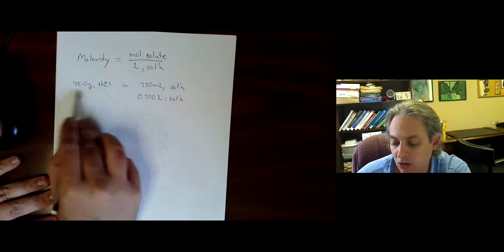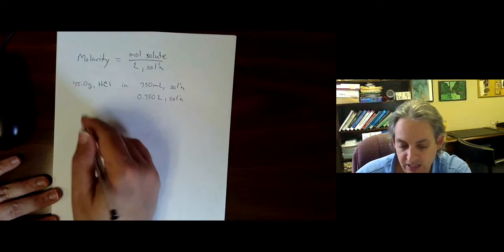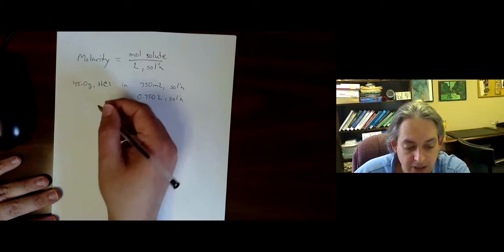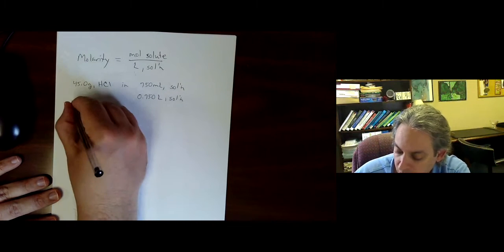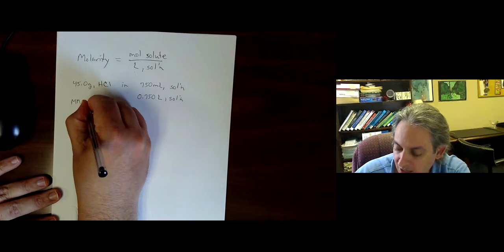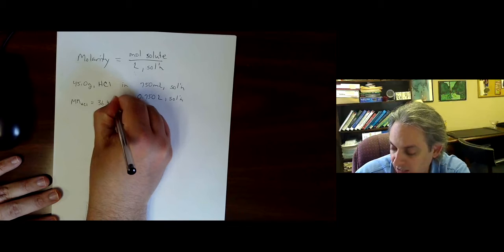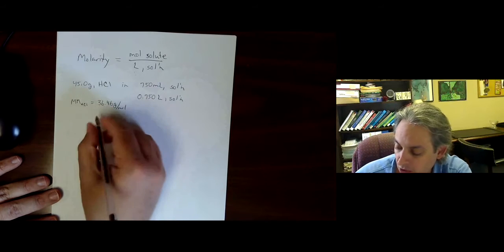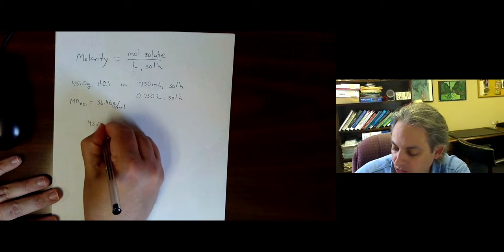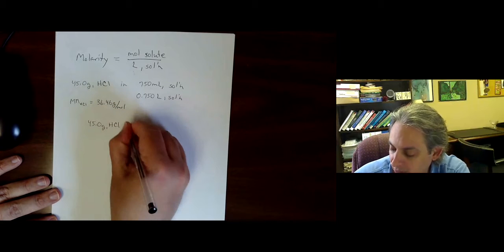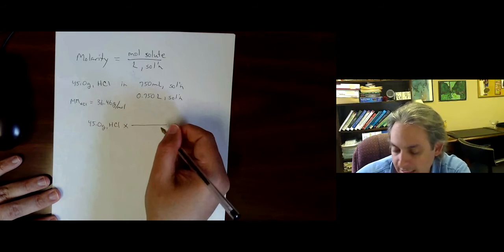So next we have to figure out the moles, and so to get moles we use the molar mass of HCl, and we get that from the periodic table. The molar mass of HCl is equal to 36.46 grams per mole. And so if we have 45.0 grams of HCl, then we can use the molar mass to get the moles.